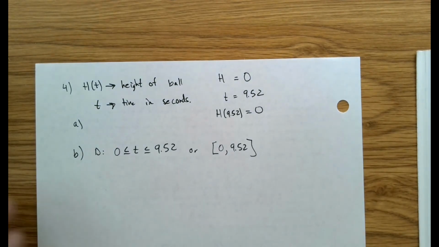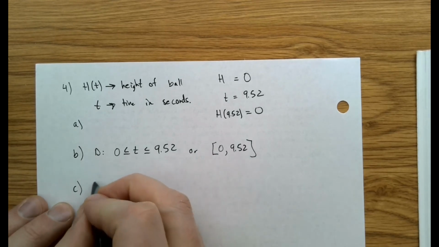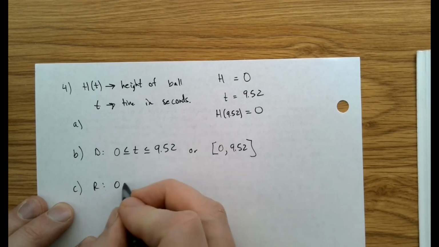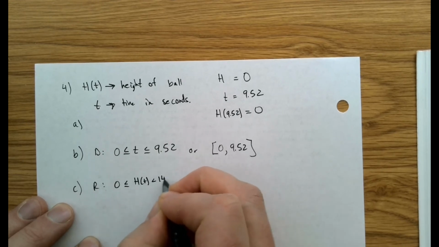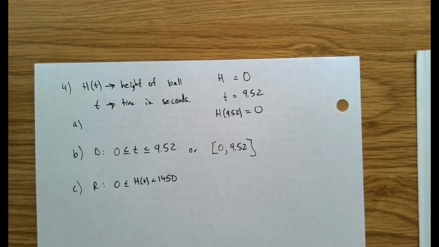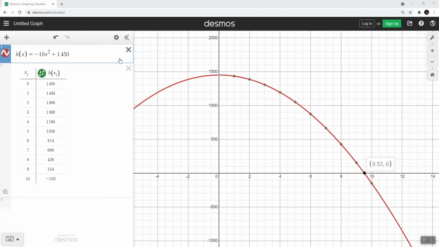And then what's the range? What are the y values or the h values that make sense? Well, that's the 0 value when the ball hits the ground, and then the height of 1450. If you look back at this graph, there is nothing above 1450. No h value or y value exists. So it's this really to negative infinity is the range of this function.